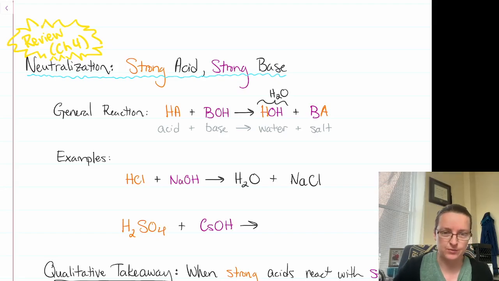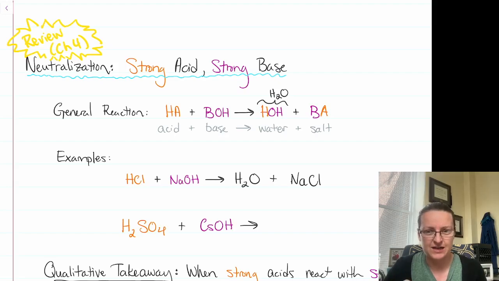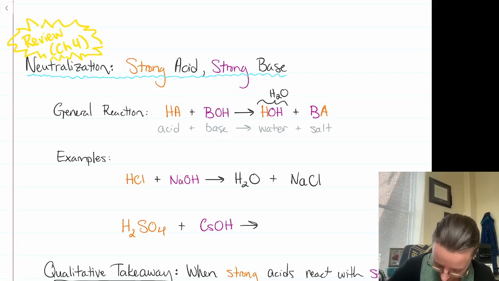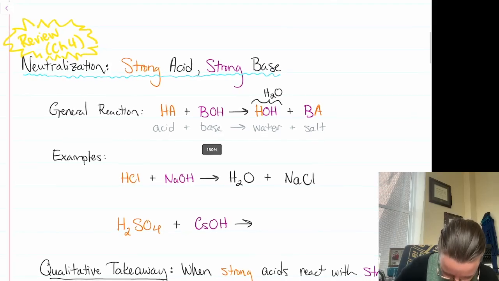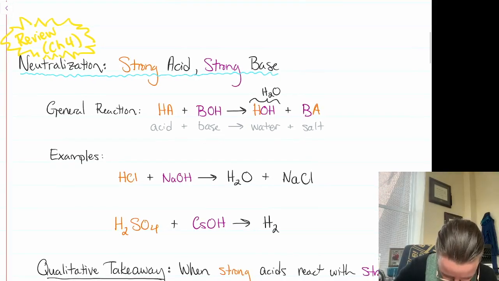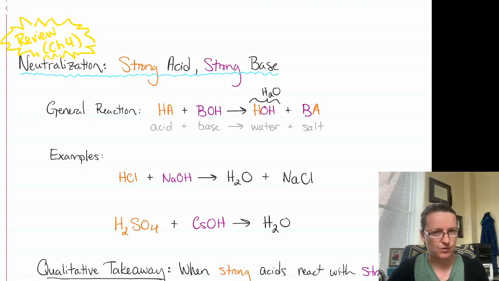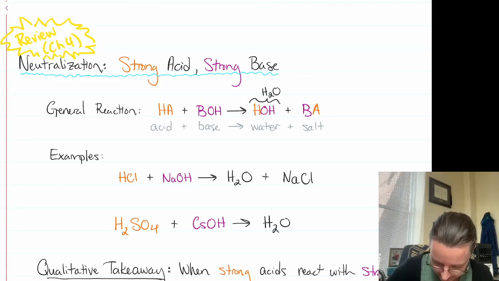Looking at our second example, once again, our anion in this case is going to be SO4, which is sulfate. So it's going to be sulfate and cesium. We want to be a little bit careful because while our products are still water and a salt, we want to make sure that we get the right chemical formulas that have our salt with balanced charges so that it's overall neutral.